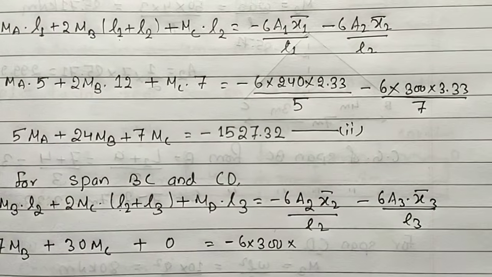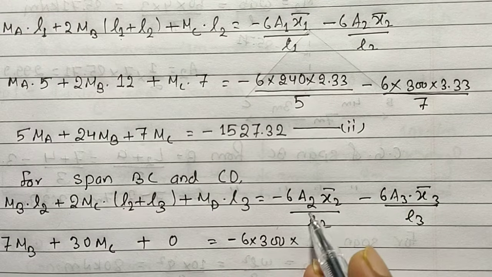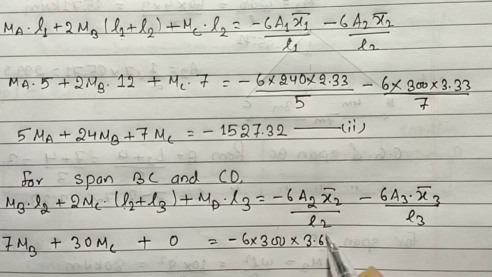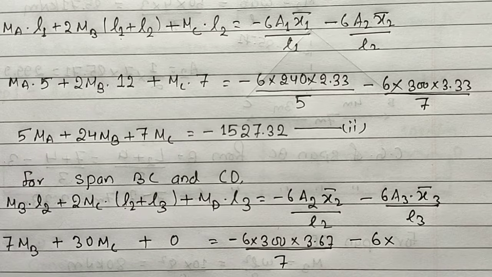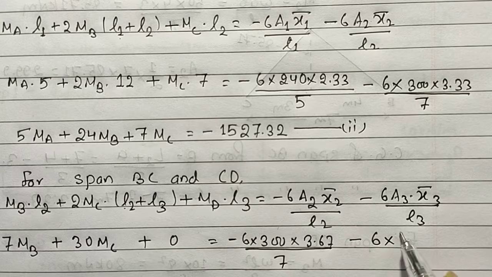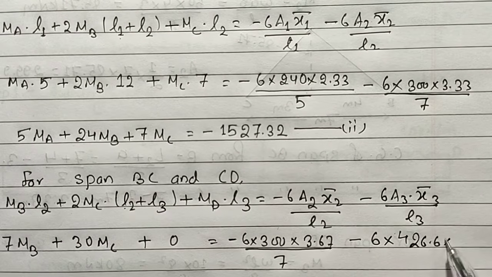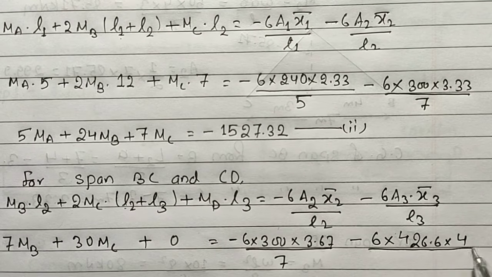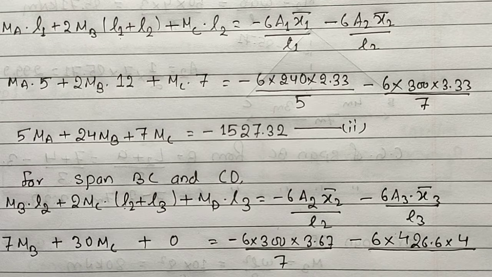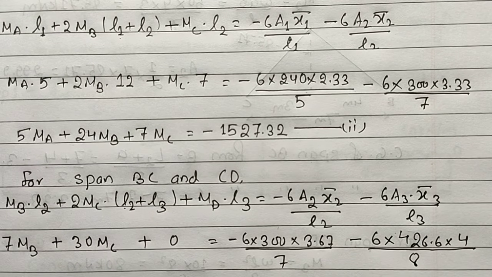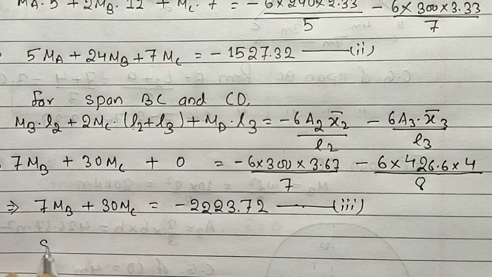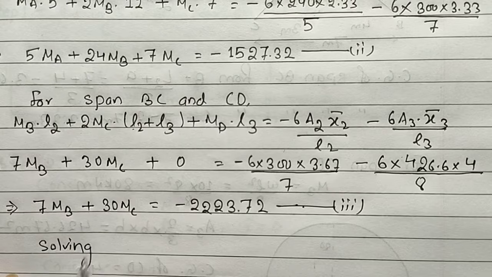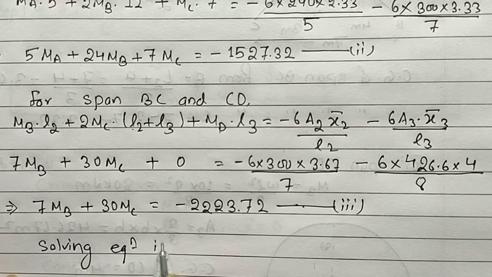So x2 will be equal to 3.67 divided by L2, which is 7, minus 6 into A3, and the value of A3 is 426.6, into CG which will be 4 divided by L3, and the value of L3 is 8. Now we will get an equation here. We will get this as equation 3. We need to solve equations 1, 2 and 3.